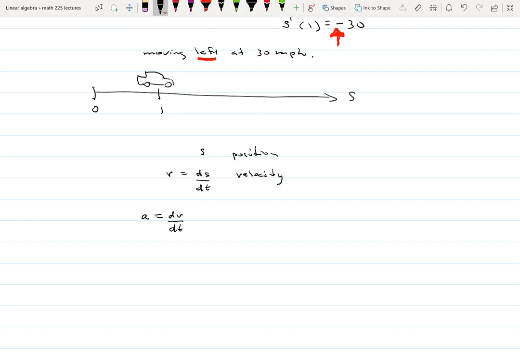If the velocity is increasing, your acceleration will be positive. That's the derivative of your velocity. If your velocity is decreasing, the derivative of a decreasing function is negative, so your acceleration would be negative. So dv/dt, which is acceleration, or the second time derivative of position, this is acceleration.